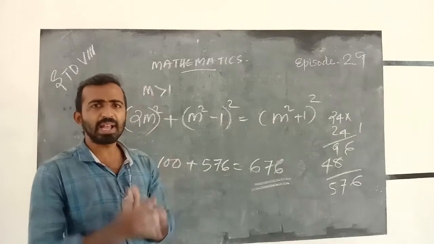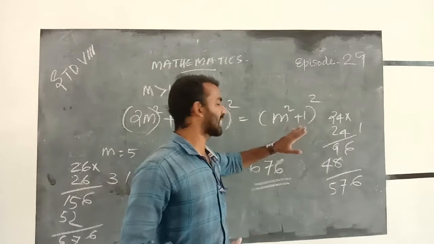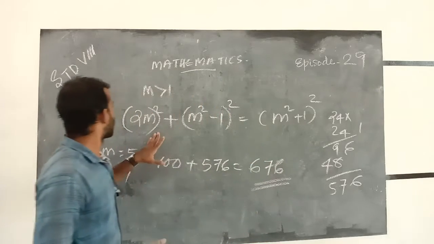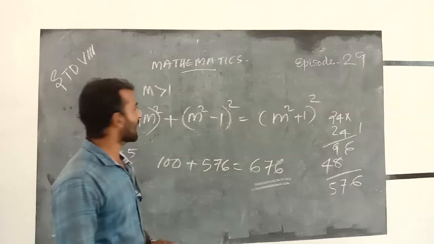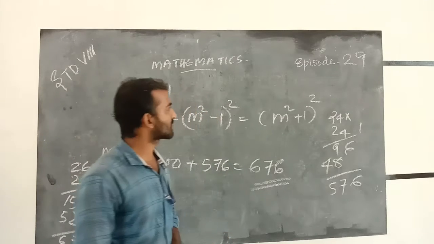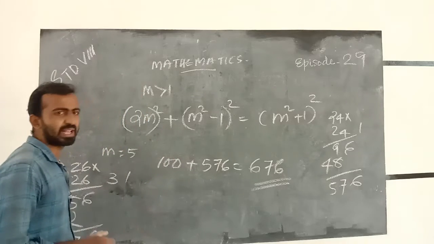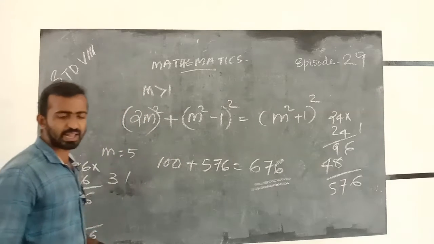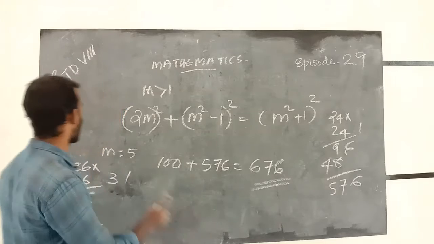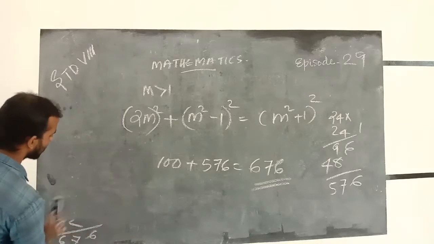In Pythagorean triplets we can generally say that 2m the whole square plus m square minus 1 the whole square equals m square plus 1 the whole square. This is the generalization of Pythagorean triplets, where m is greater than 1.